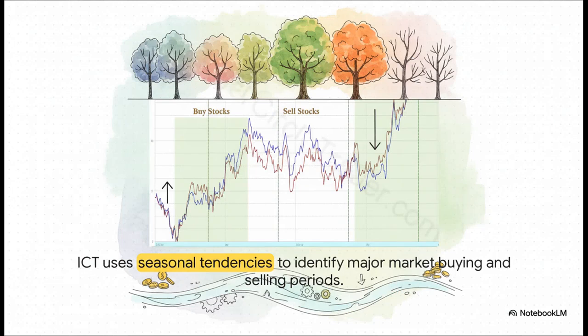So how does ICT figure out that market direction? Well, one of his most powerful tools is using seasonal tendencies. Just like the seasons of the year, the stock market has a general rhythm, a predictable flow. And as you can see on this chart, there are very distinct periods where the market is historically likely to be bullish, and other times when it's much more likely to be bearish.